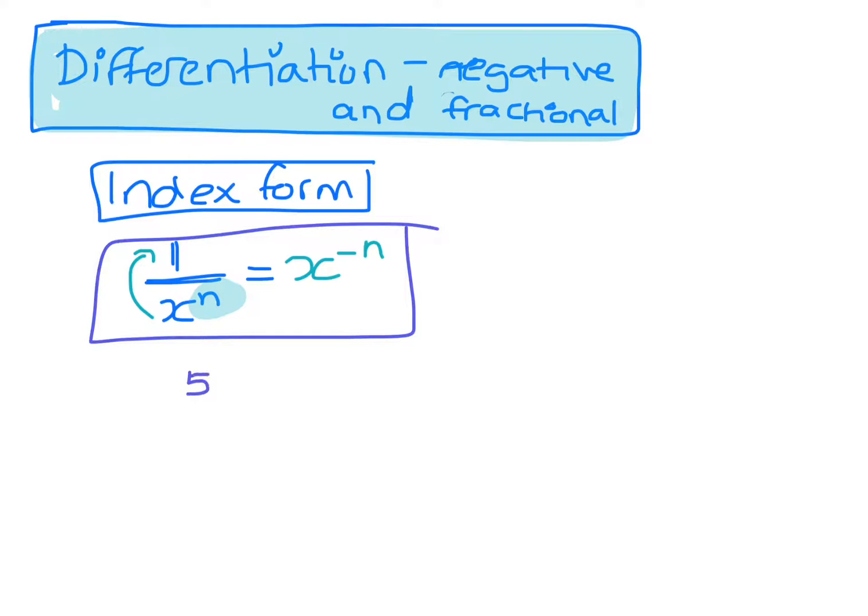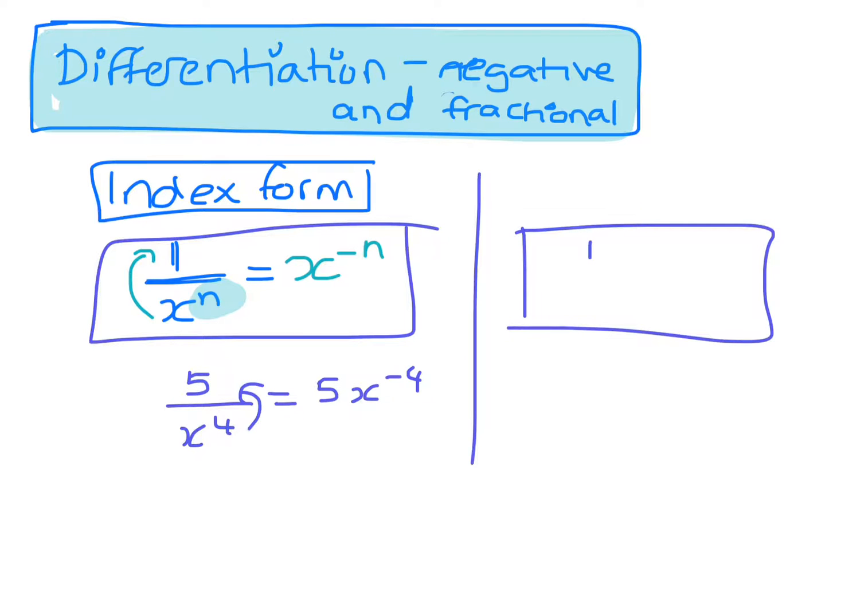So if you have 5 over x to the 4, then that would be 5, and you bring it up to the top, x to the minus 4. So that's a negative index, but with a fractional index, let's just say the nth root of x to the m. To put it in index form, you put the n on the bottom and the m on the top.